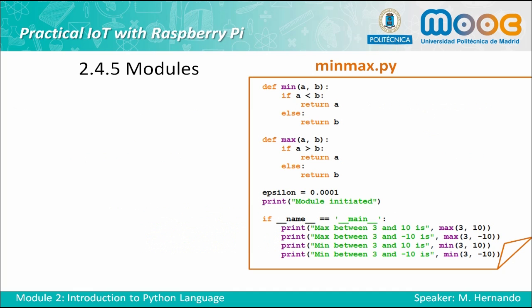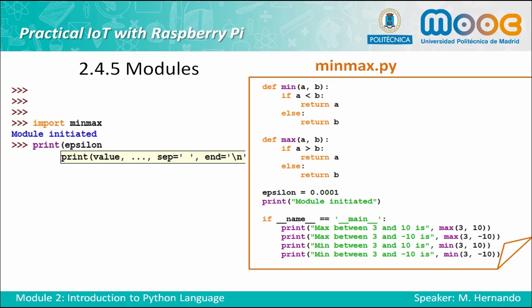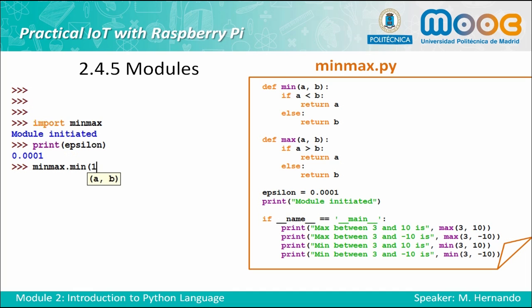A module can contain executable statements as well as function definitions. These statements are intended to initialize the module. They are executed only the first time the module name is encountered in an import statement. They are also run if the file is executed as a script. Finally, each module has its own private symbol table, which is used as the global symbol table by all functions defined in the module. Thus, the author of a module can use global variables in the module without worrying about accidental clashes with a user's global variables.